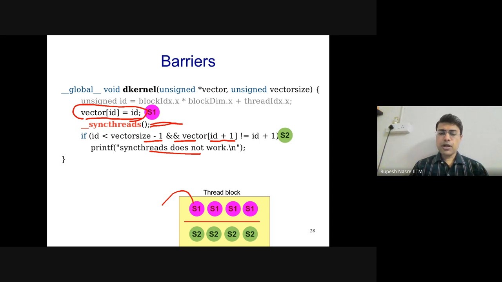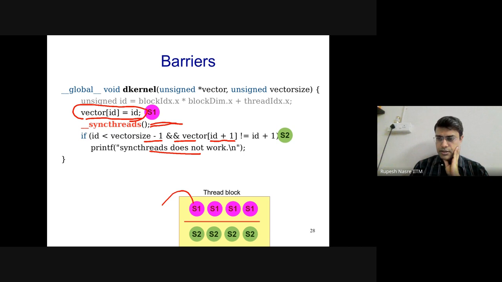Whereas within a thread block, without sync threads, it's not guaranteed. With sync threads, within a thread block, it is guaranteed that the effect is visible across, that is, right before sync threads, its value is visible to the other threads in the same thread block.